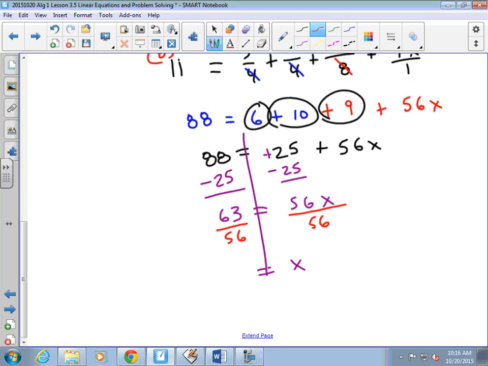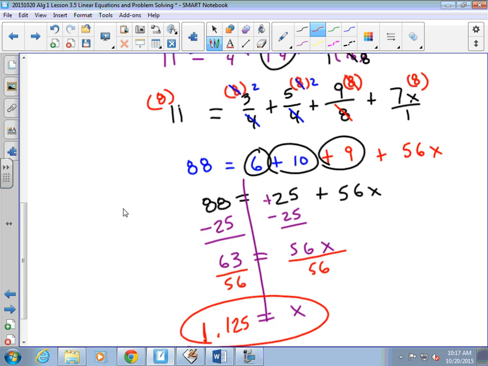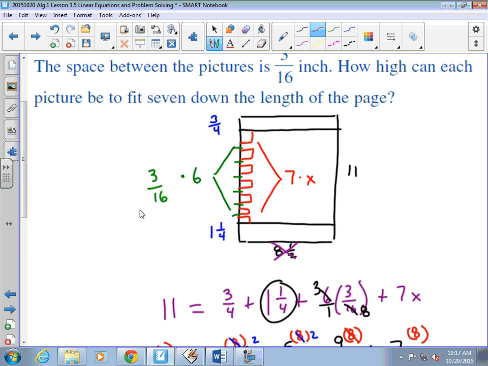And we're going to use a decimal equivalent to make this easier. X is equal to 1.125. So in the picture, we just said that x equals 1.125. In the picture, what is 1.125 inches? Each what? Each picture is 1.125 inches.